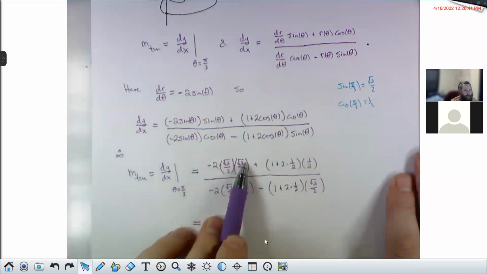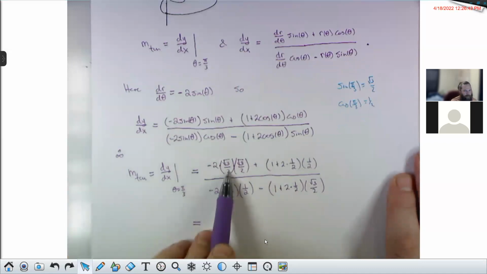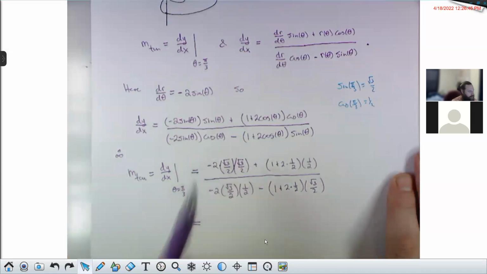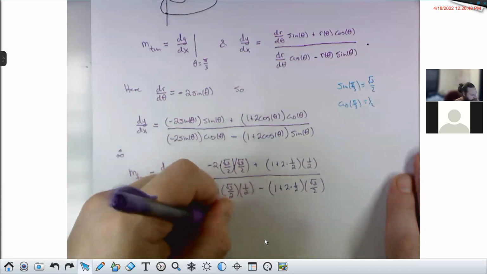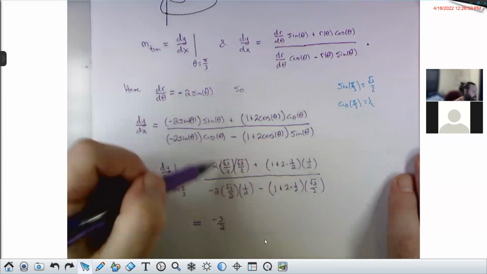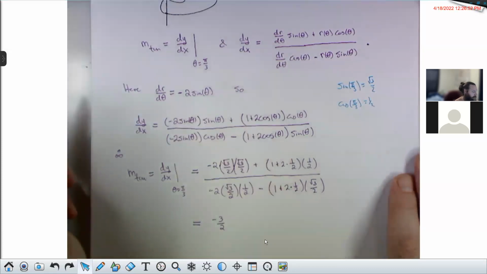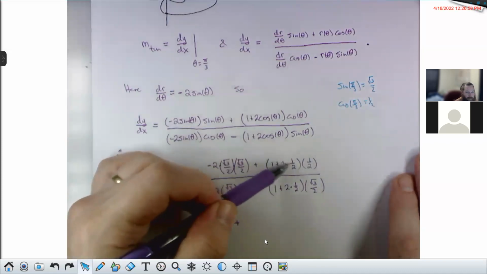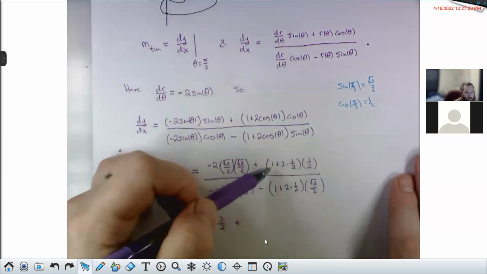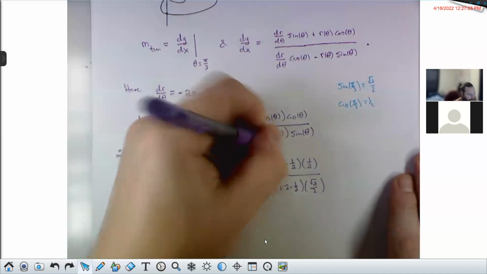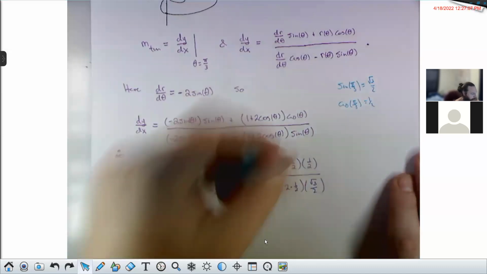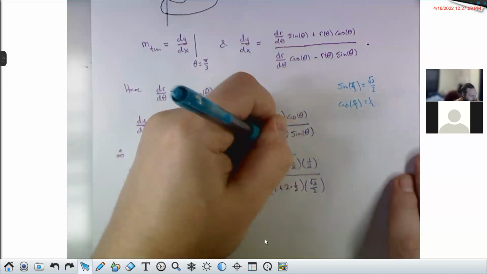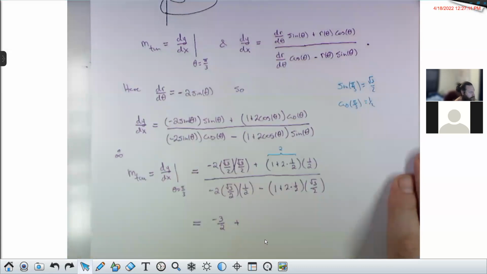Root 3 times root 3 is 3. You can cancel one of these 2's, and you get negative 3/2. This first piece. Plus 2 times 1/2 here. This is 1. 1 plus 1 is 2. So this whole piece here is 2. Two times 1/2 is 1.